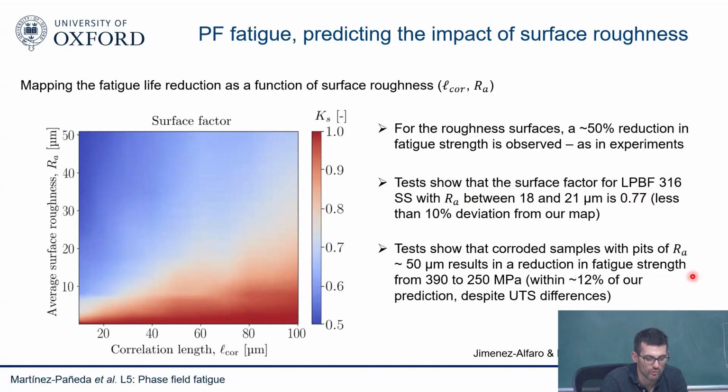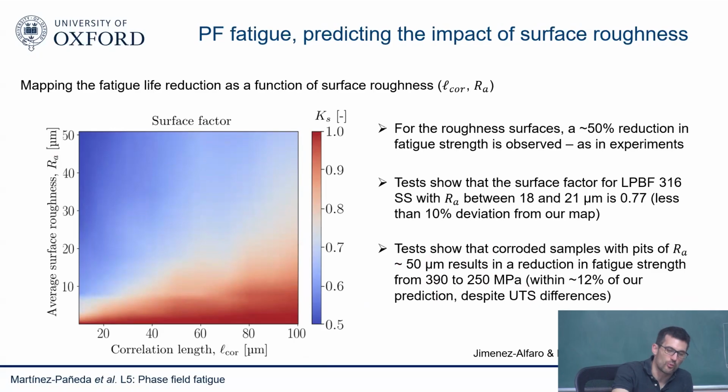And then also for corroded samples, in this case the material, so this is for a given material with a given strength. The strength plays a big role on this. But with a material with a different strength, still for corroded samples that had pits of 50 microns, the reduction in fatigue life was roughly from 390 to 200 megapascal, which is 12% of our prediction. So despite the fact that we're modeling a different material with a different strength, we will be much closer if we had the right strength. We seem to be quite close. So I think that's an important result.